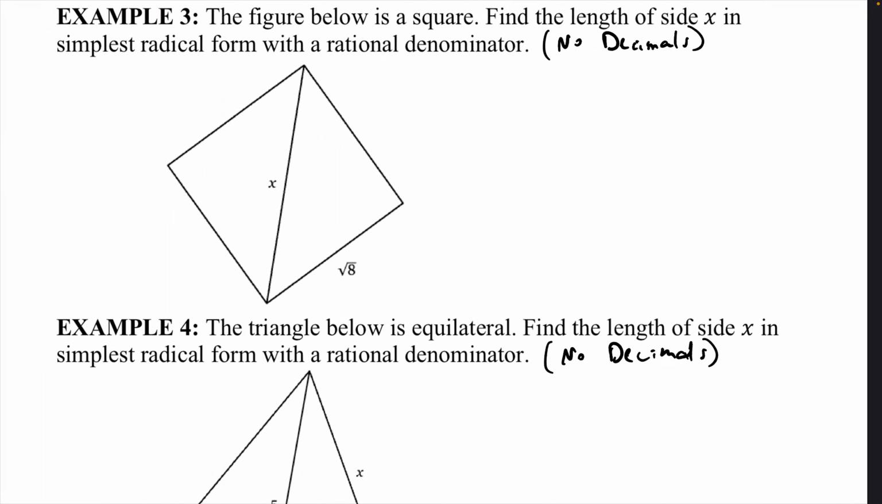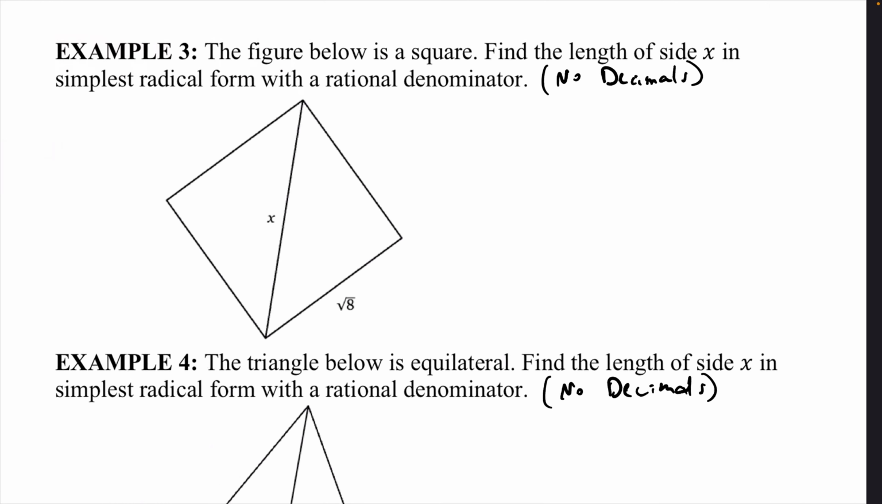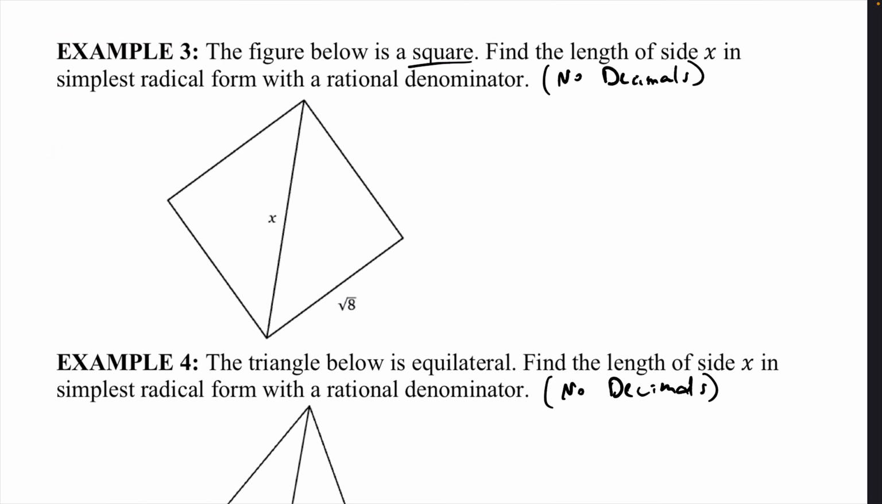All right, so number 3, we have a square. It says it's a square. What do we know about squares? What is special about squares? A couple things. There are 4 right angles, all sides even. Yep, absolutely. So all of these are right angles, and all of these sides are exactly the same. So every side, we know it's the square root of 8.